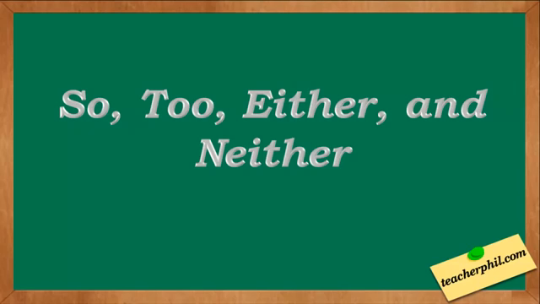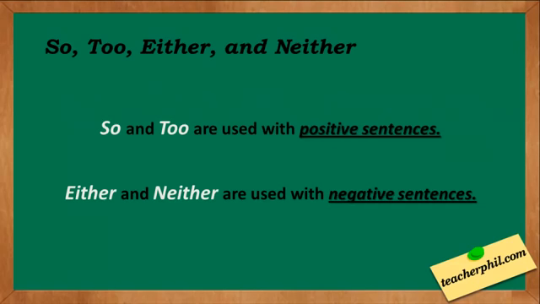So, too, either, and neither. The major difference between the use of so and too, and either and neither, is that so and too are used with positive sentences, while either and neither are used with negative sentences.